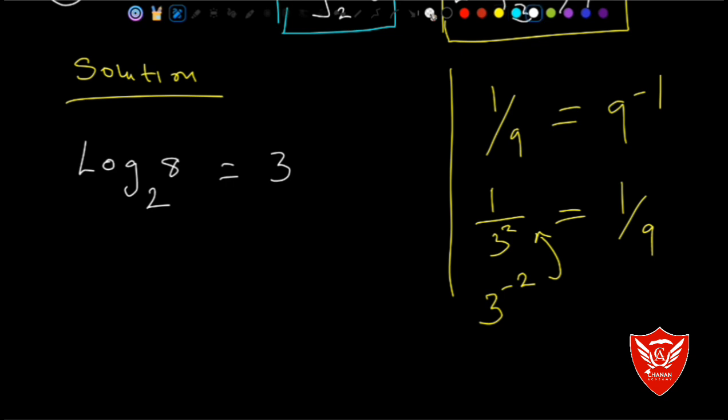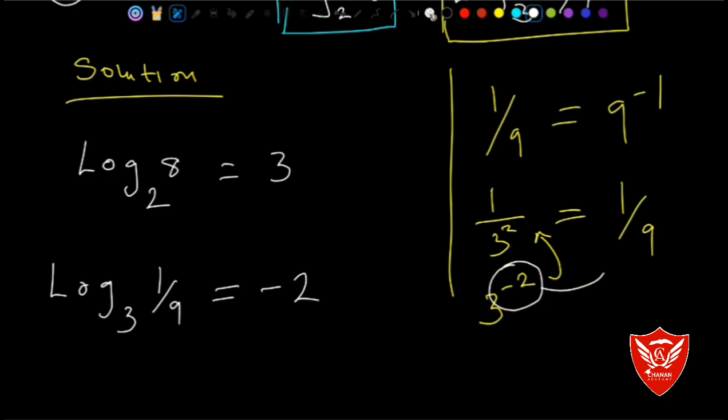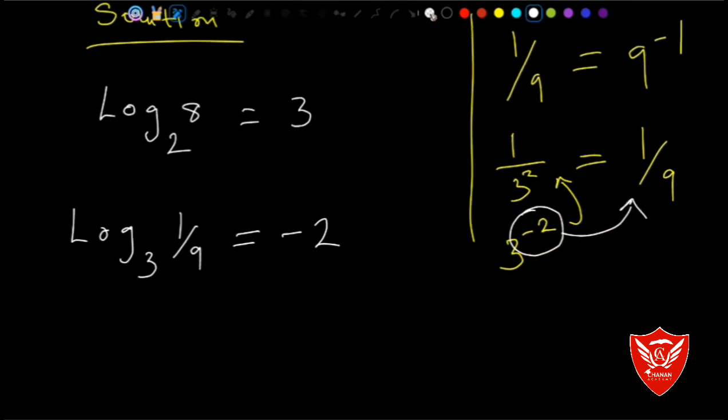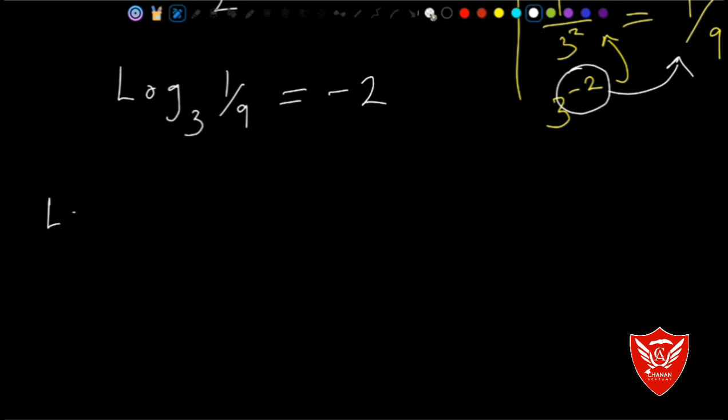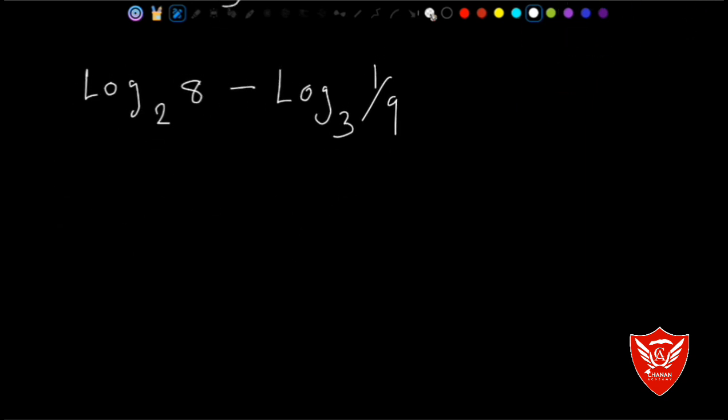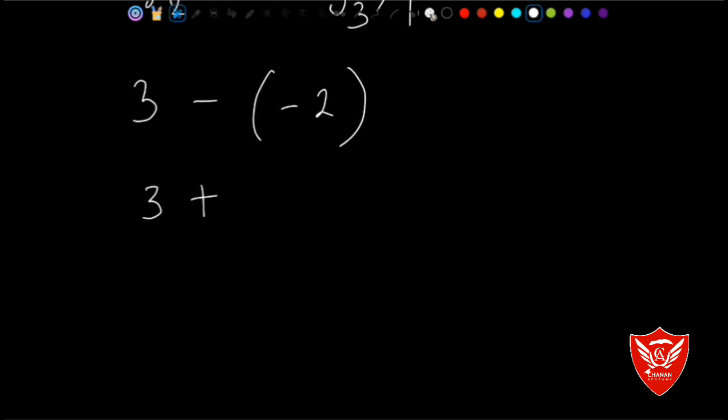Okay, so let's continue. So it means that the log of 1 over 9 base 3 will be equal to negative 2, because this is the exponent we are going to raise the power to for us to be able to get this. And then if we have that, it then means that log of base 2, 8, minus the log base 3, 1 over 9. So if the log of 8 base 2 is 3, minus the log of 1 over 9 base 3 is minus 2. Therefore, we are going to have 3 plus 2, which is equal to 5. So 5 is our answer.